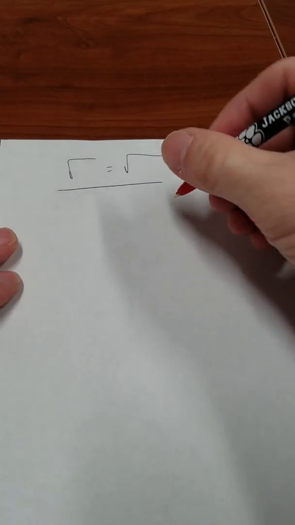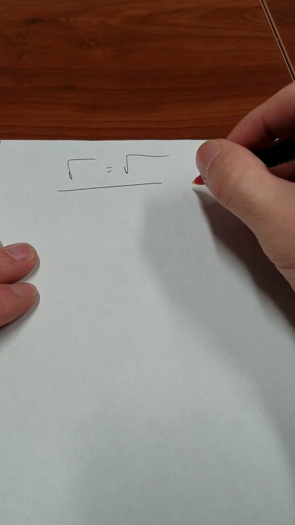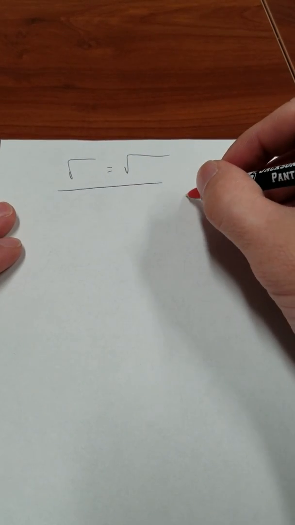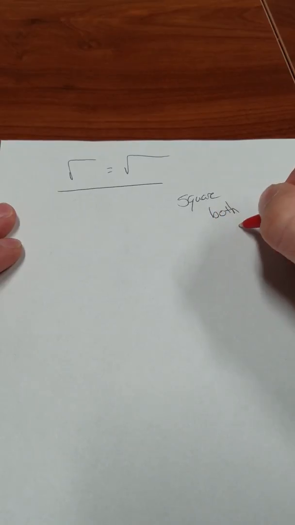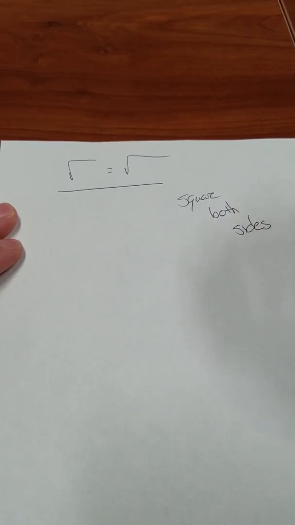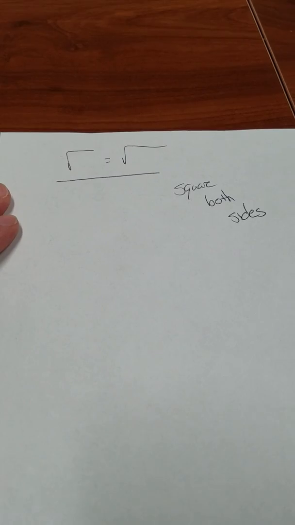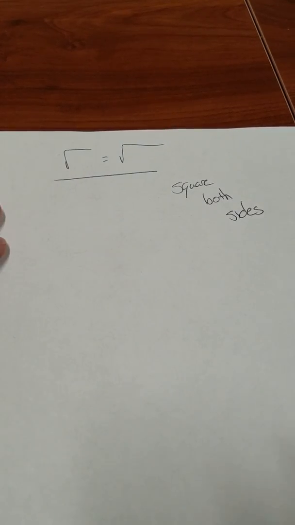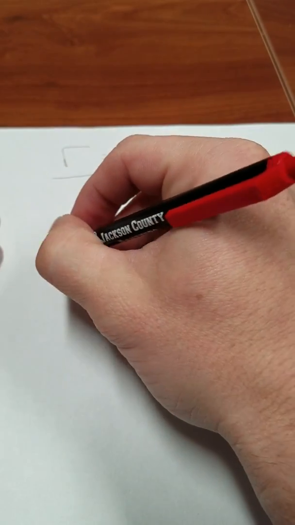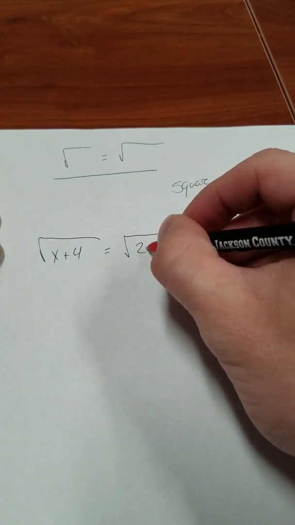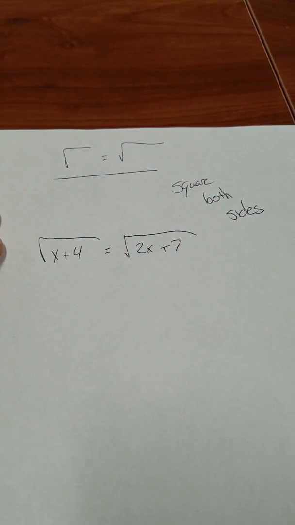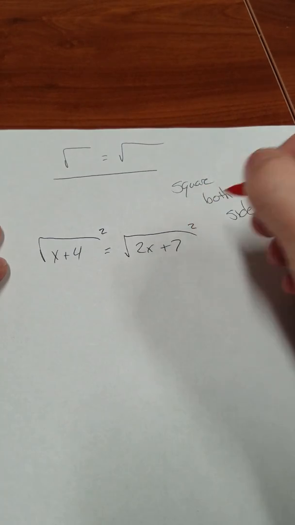So square root equals square root. This is extremely simple. Nothing else is happening. Square both sides. Okay? Square root equals square root. Square both sides and be done with it. So here's your first type of problem. X plus 4 equals square root of 2x plus 7. All right? Square root equals square root. There is nothing else going on. Square both sides.